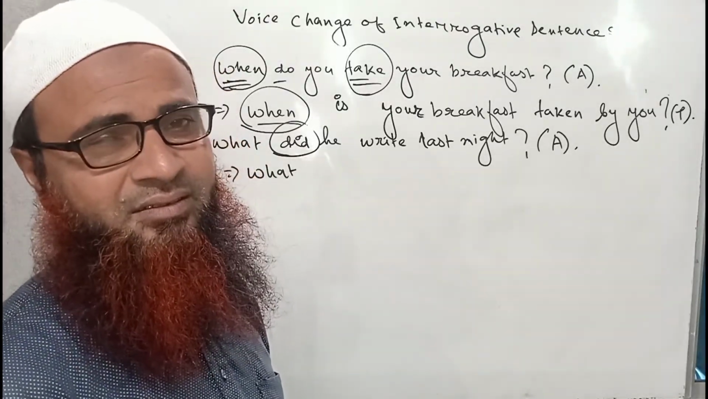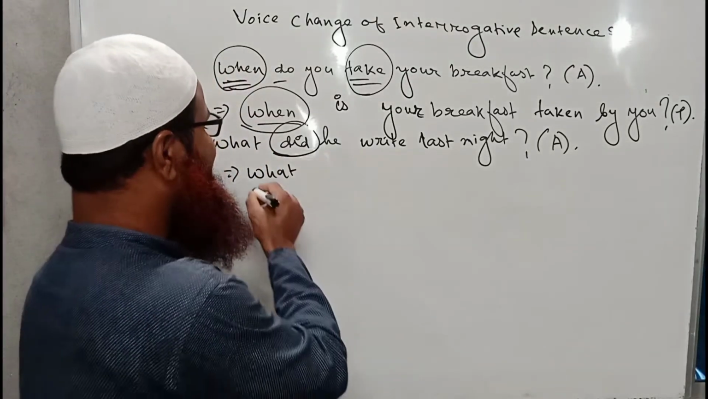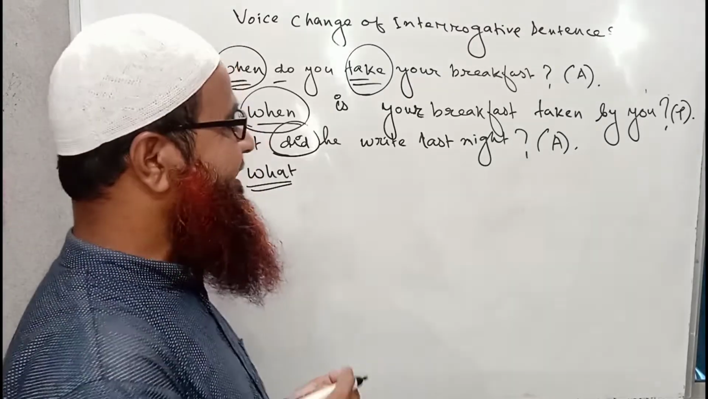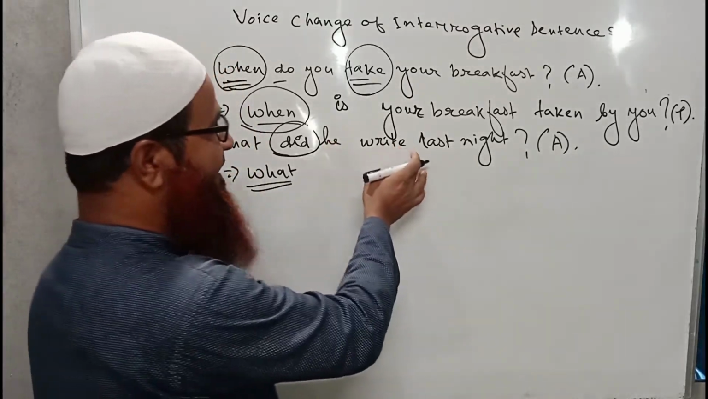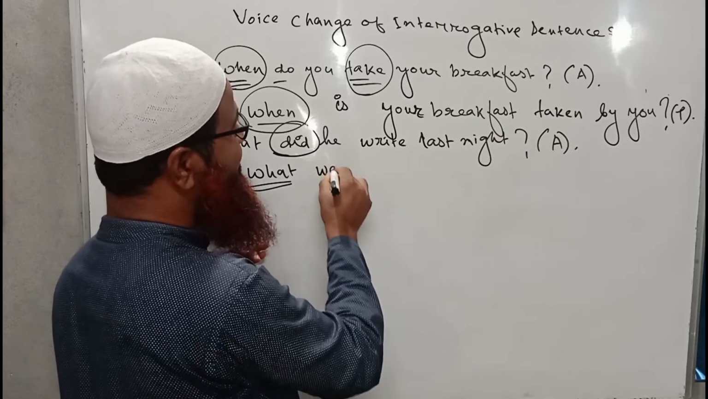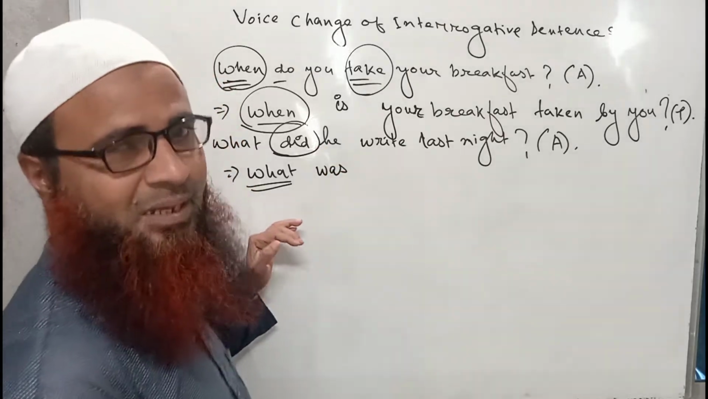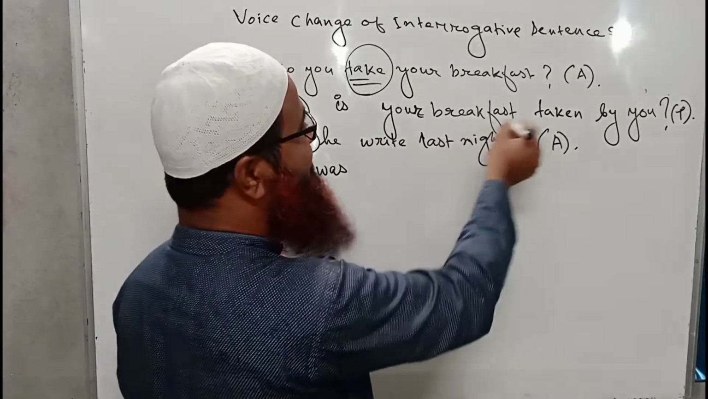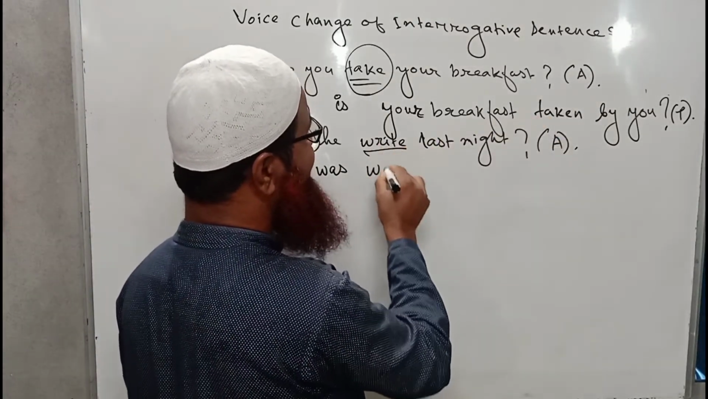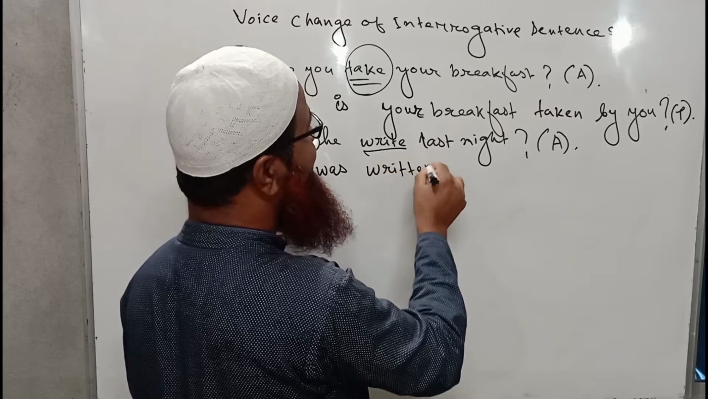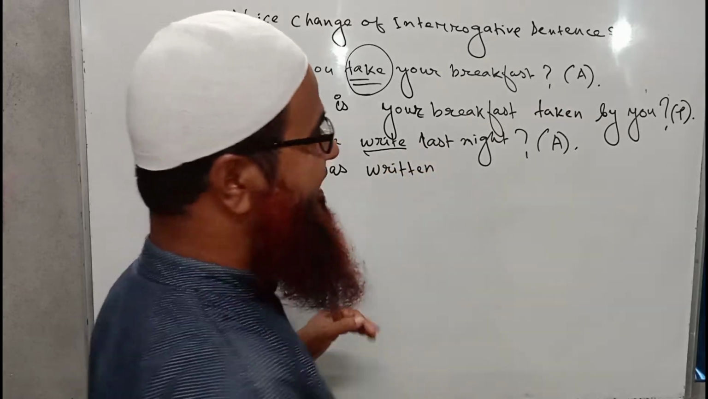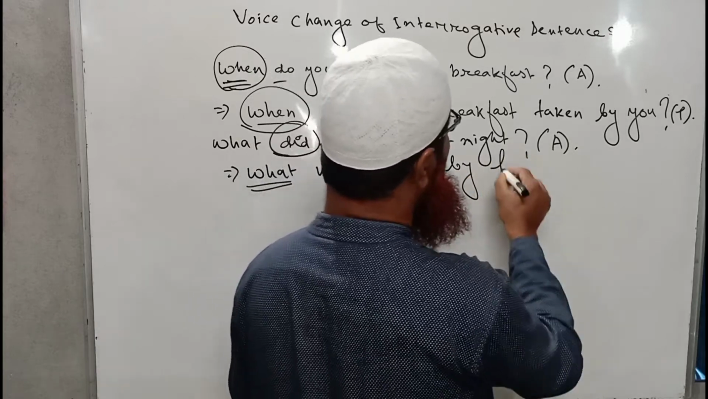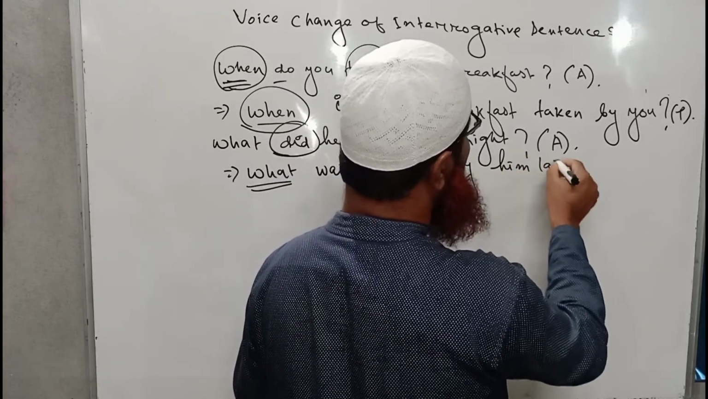That is why we have to use what as the subject here. And as the verb is in its past tense, so we have to use was. The verb was. What was? Then we have to use the past participle form of the main verb. What was, write, wrote, written. Then there will be by. What was written by him last night.